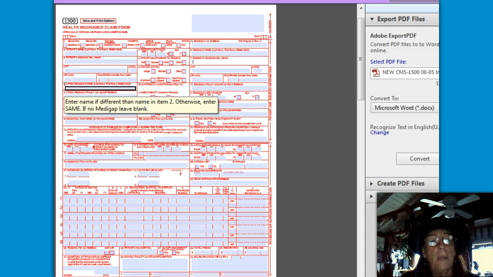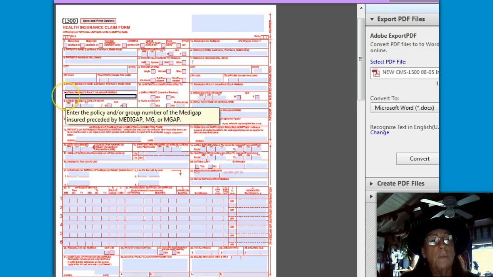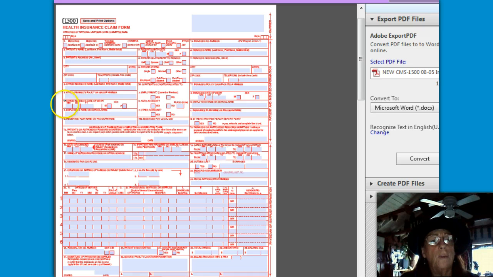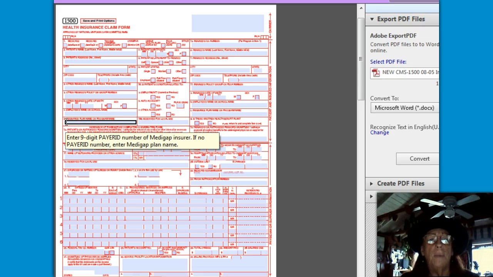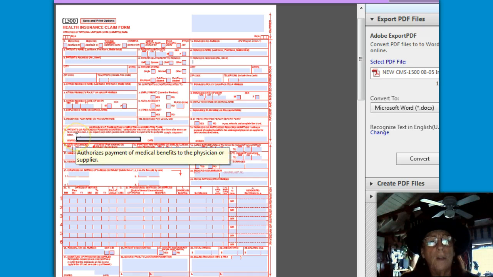The other insured's name, the other insured's employer or policy number, the other insured's date of birth and sex, and the employer name, and here the policy number for the other company. We'll drop down to block 13 or block 12.